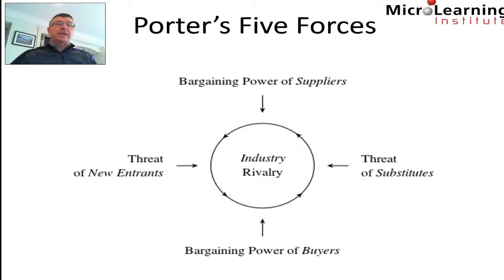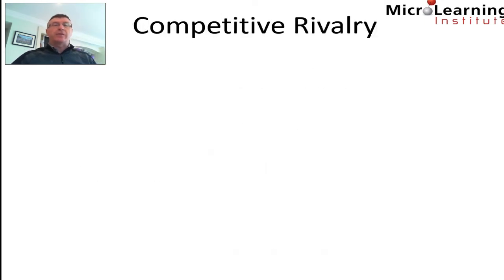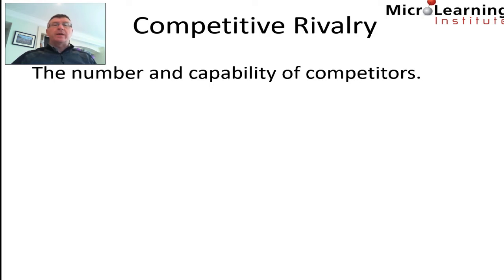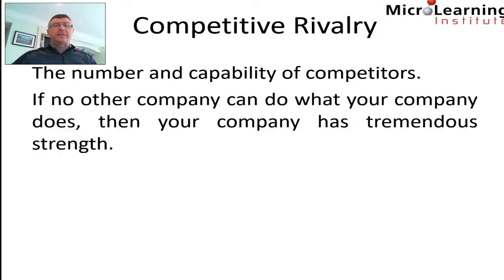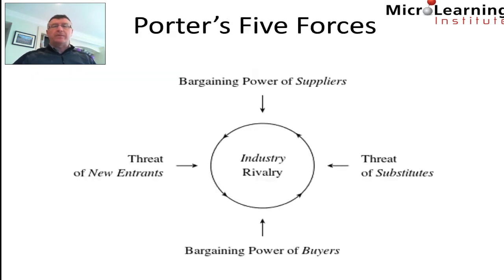Next, let's look at the central force in Porter's 5 forces, the force of industry rivalry or competitive rivalry. And this is governed by the number and the capability of competitors in a sector. If no other company can do what your company does, then your company has tremendous strength. And of course, consequently, there's very low competitive rivalry for your company.